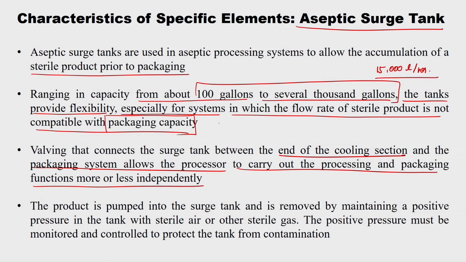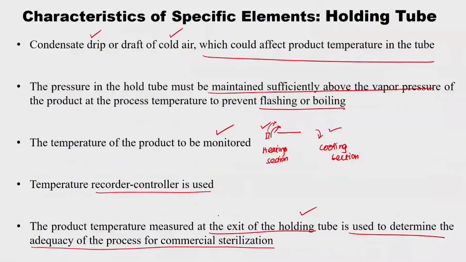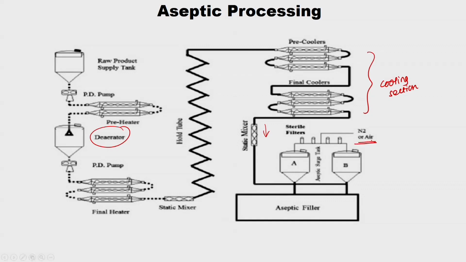The product is pumped into the surge tank and is removed by maintaining a positive pressure in the tank with sterile air or other sterile gas. That is the reason for the N2 or air here. So, this is already in a sterile environment.